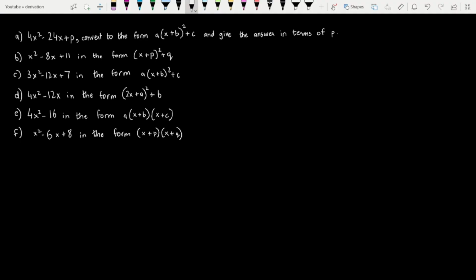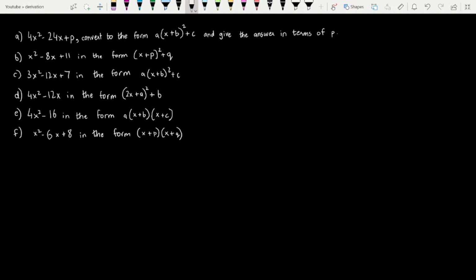4x squared minus 24x plus p, and this is a quadratic equation. We can clearly see it's in the form ax squared plus bx plus c. We don't have a c over here, we were just given some value p. Okay, and then we continue to read the sentence which says convert to the form a bracket x plus b bracket squared plus c and give the answer in terms of p.